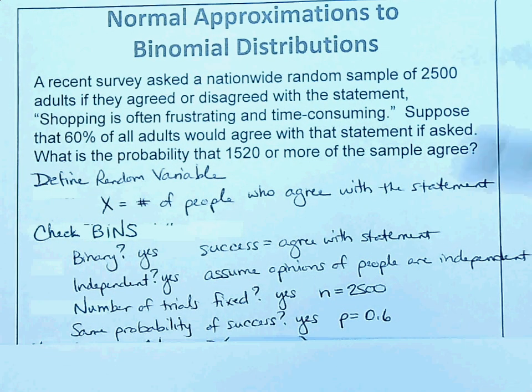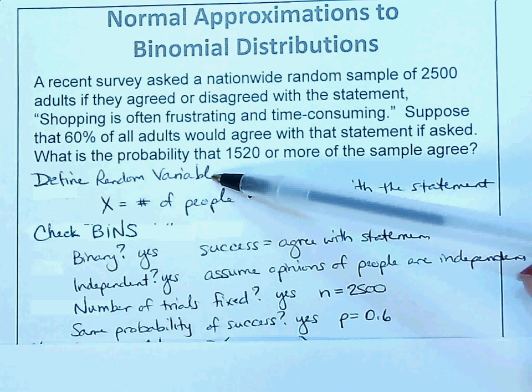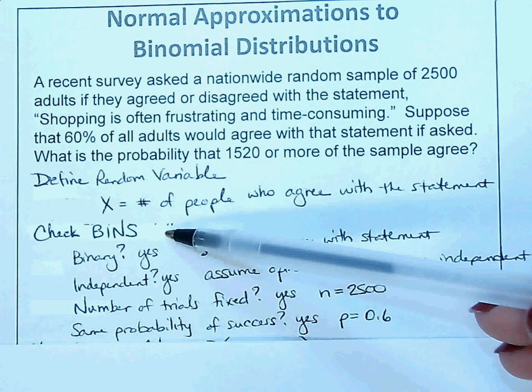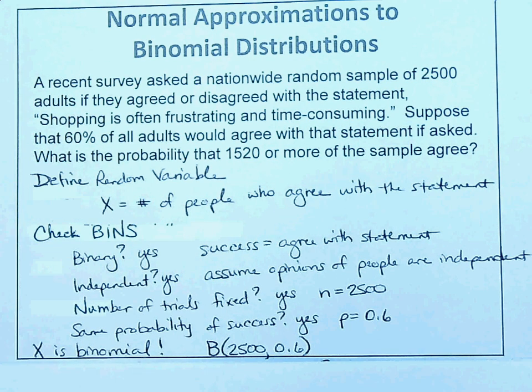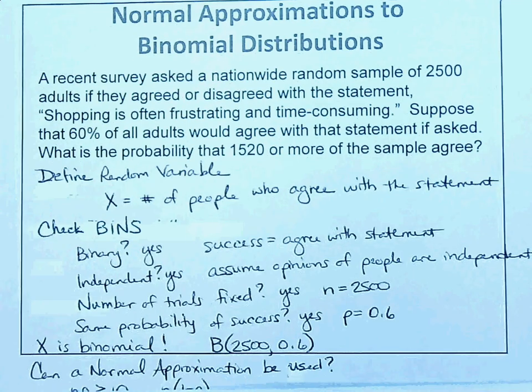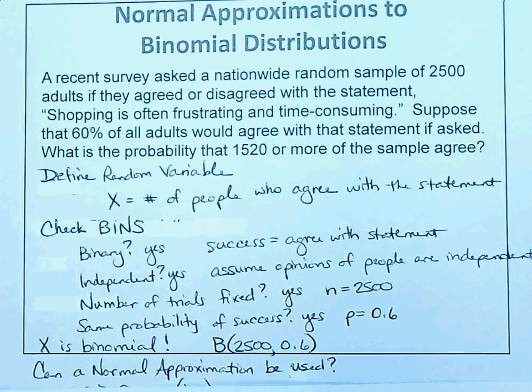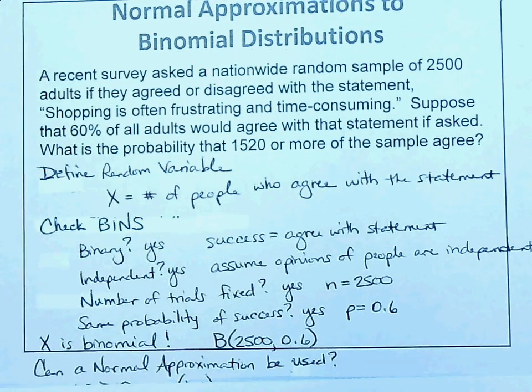So that was step number 2. Step number 1, defining my random variable. Step number 2, checking the BINS. Now that I know I have a binomial distribution, and notice that I can show this in my format, binomial distribution with n of 2,500 and p of 0.6, my next question is, can I use the normal approximation? I have to go and check the numbers in order to find out if that's true.